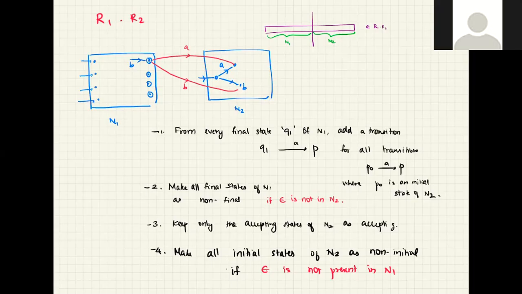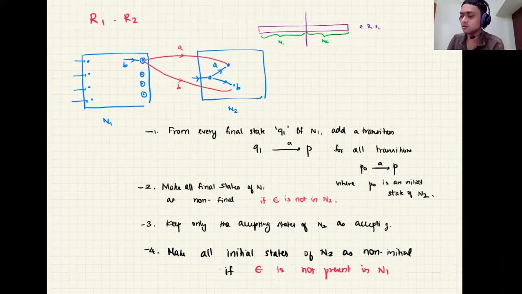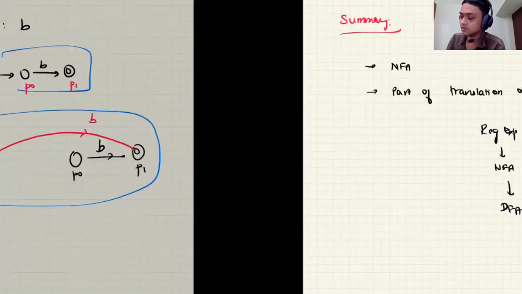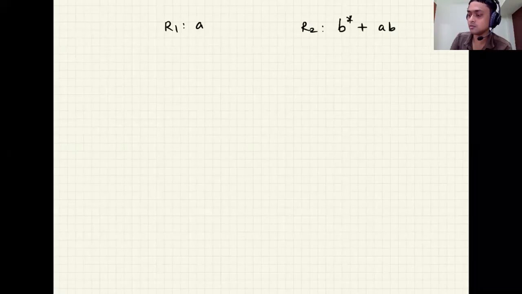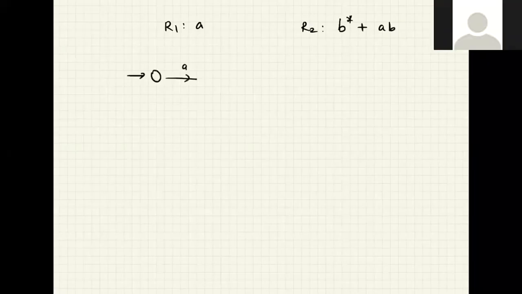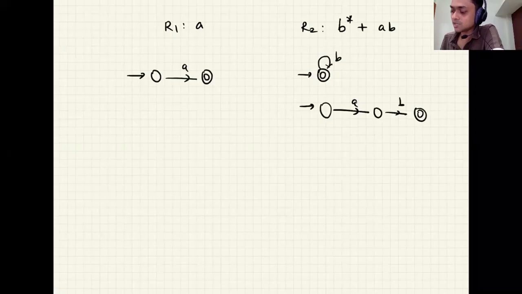So I want to give an example. Think that R1 is A and R2 is B star plus AB. Let's try it out. So this is N1, and N2 is that B star and the other one is A. Then what should be R1.R2? R1.R2 is A B star plus AAB.